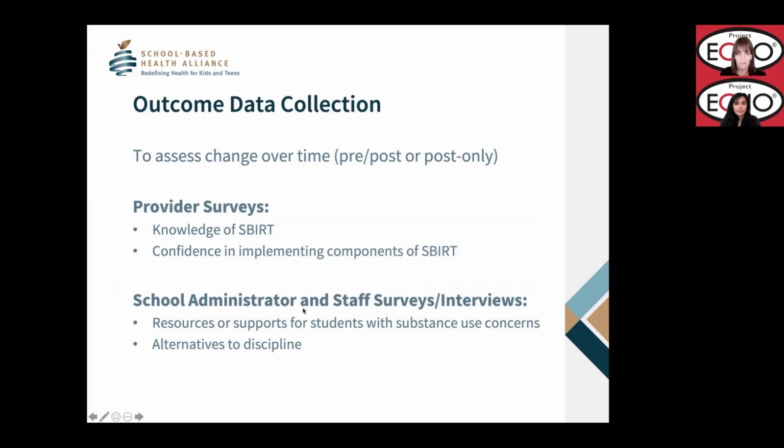Okay, so now Samira is going to talk a bit about the outcome data collection portion of evaluating SBIRT in school-based health centers. Thanks, Sarah.